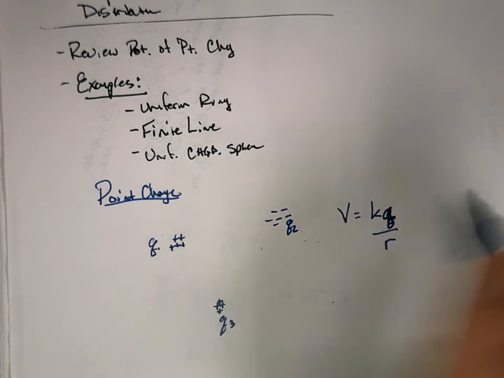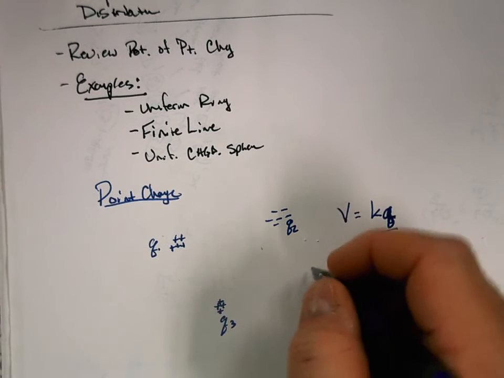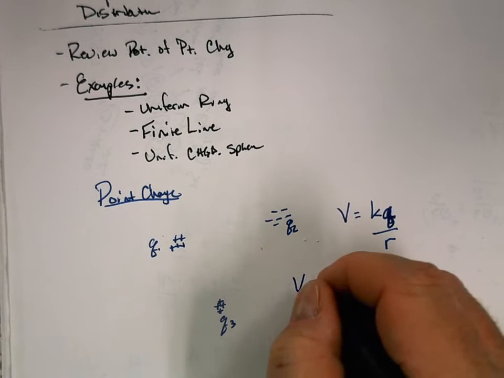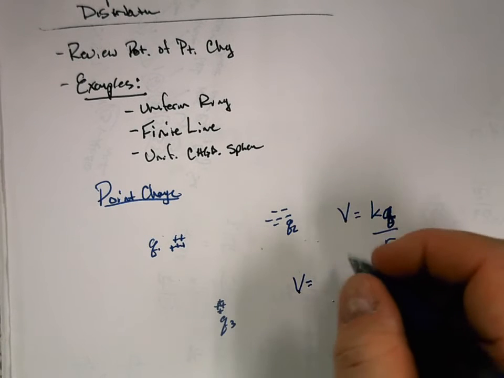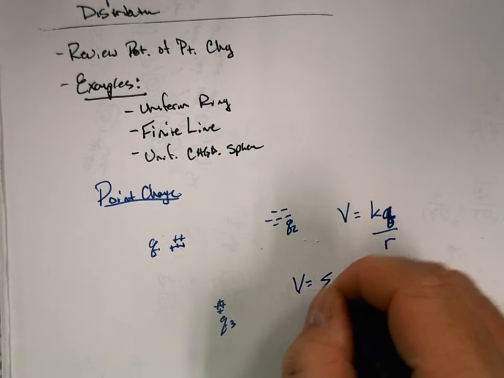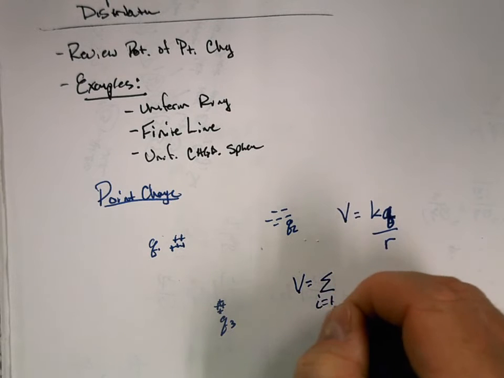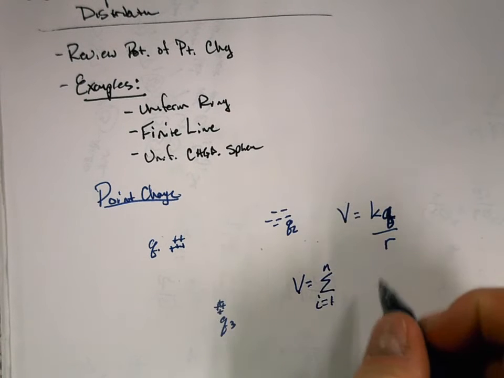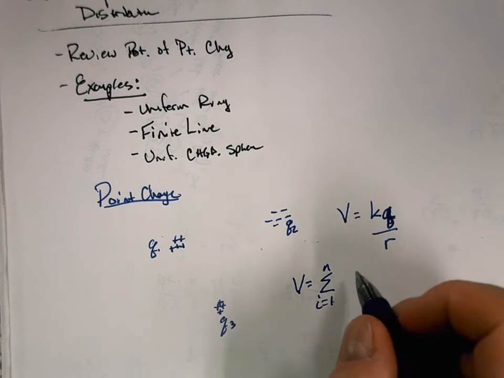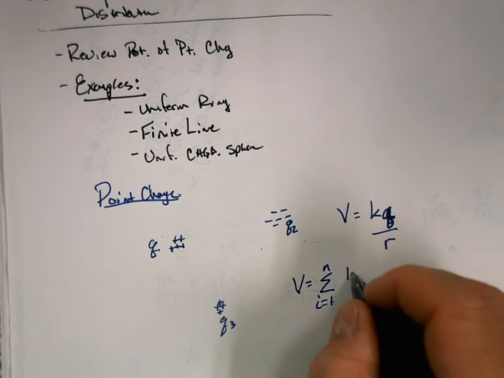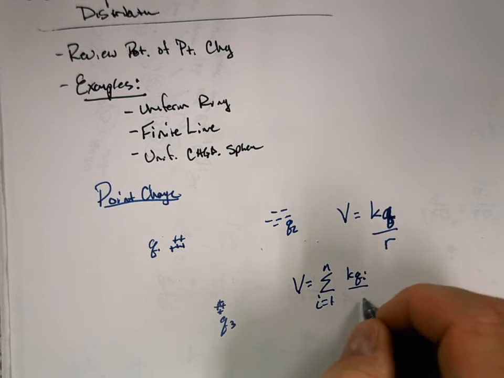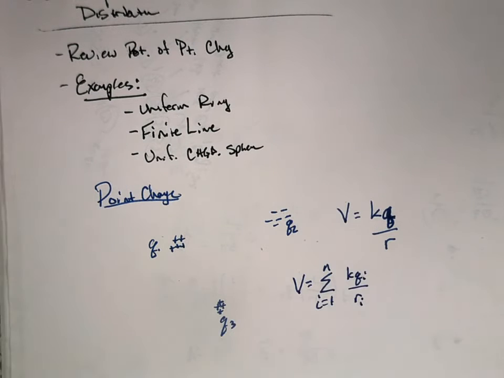And so if we have multiple charges here, then we find that our voltage winds up being the sum of all of our individual ones. So it's going to be the sum of k Qi over ri.